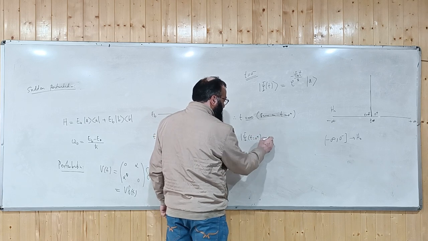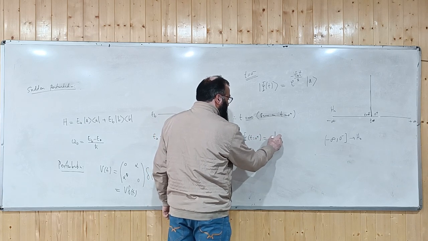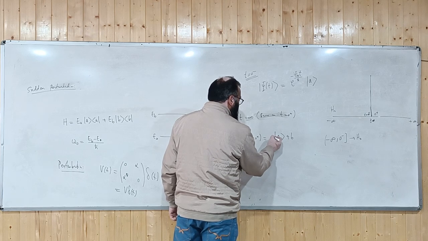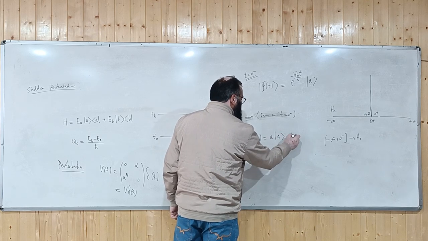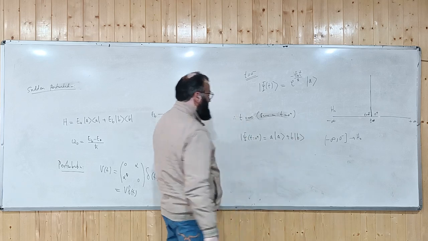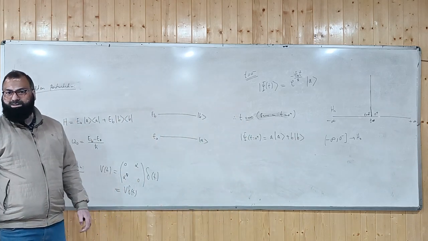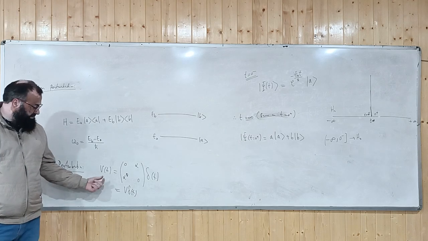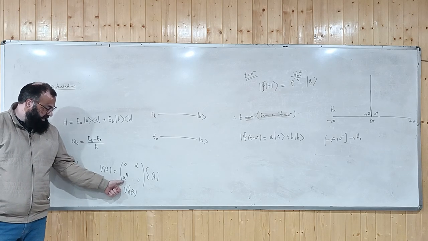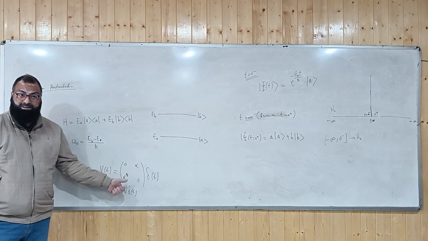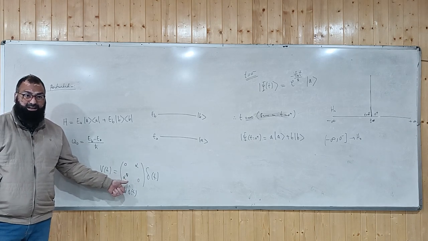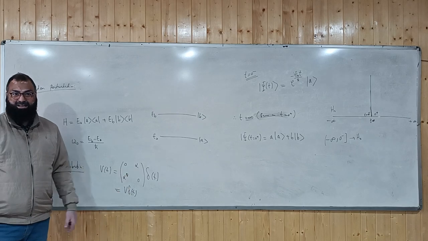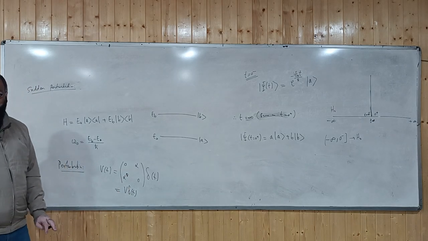That will be simply a linear combination of these two states. Let's not put time dependence for the time being. Because this potential will create the transition between these two levels. It is off diagonal. If it had been diagonal, there would be no transition at all.